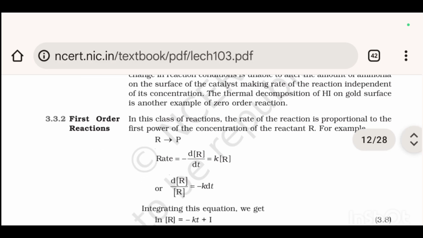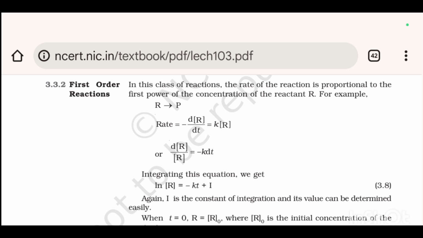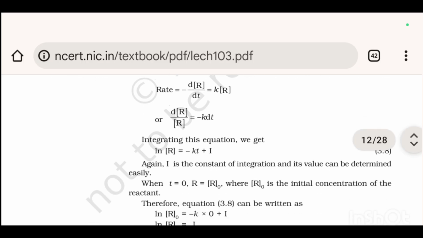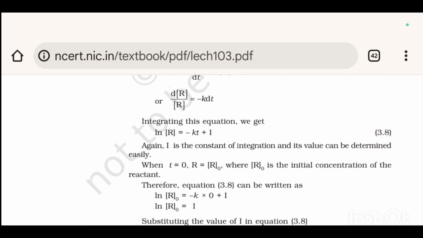Now we shall discuss first order reactions. In this class of reactions, the rate of the reaction is proportional to the first power of the concentration of the reactant R. For example, R gives product, rate equals minus dR upon dt equals kR, or dR upon R equals minus k dt. Integrating this equation, we get ln R equals minus kt plus I, where I is the constant of integration and its value can be determined easily.